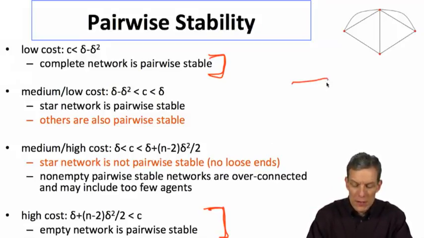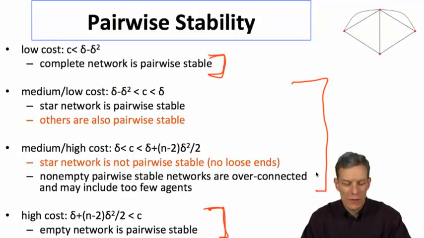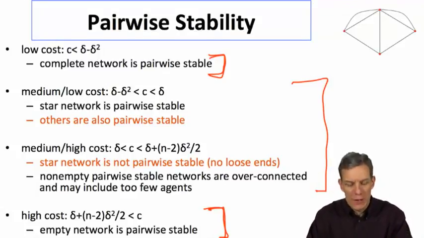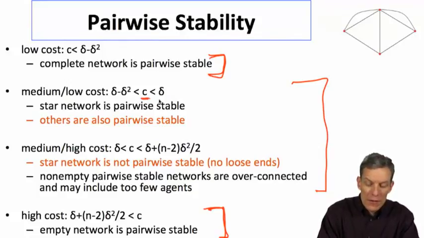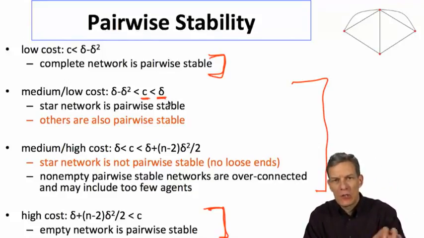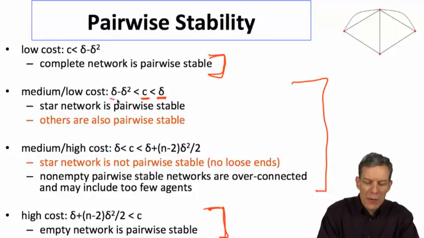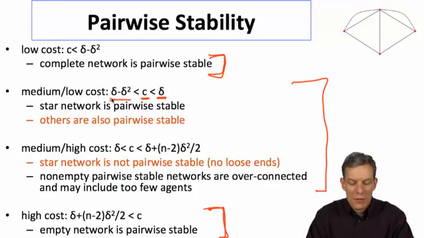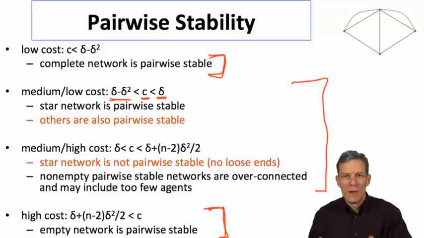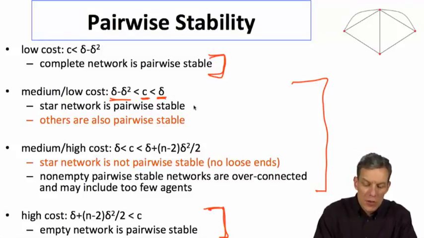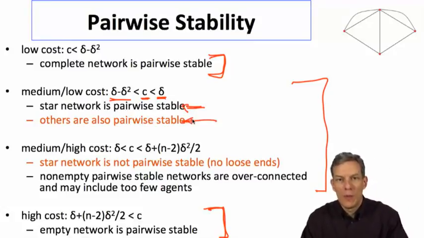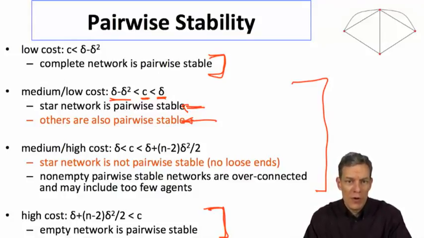In the middle cost range, things now are going to break into two different pieces. One is sort of a medium-low cost. So C is less than delta, so it's still valuable to have a connection, but bigger than delta minus delta squared. So we're in a situation where it's valuable to have connections, but it's not worth it to shorten indirect connections necessarily to direct ones. The star network turns out to be pairwise stable. There can also be other pairwise stable networks. So it's not the only pairwise stable. So you could have some inefficient networks for some parameter values also being pairwise stable.